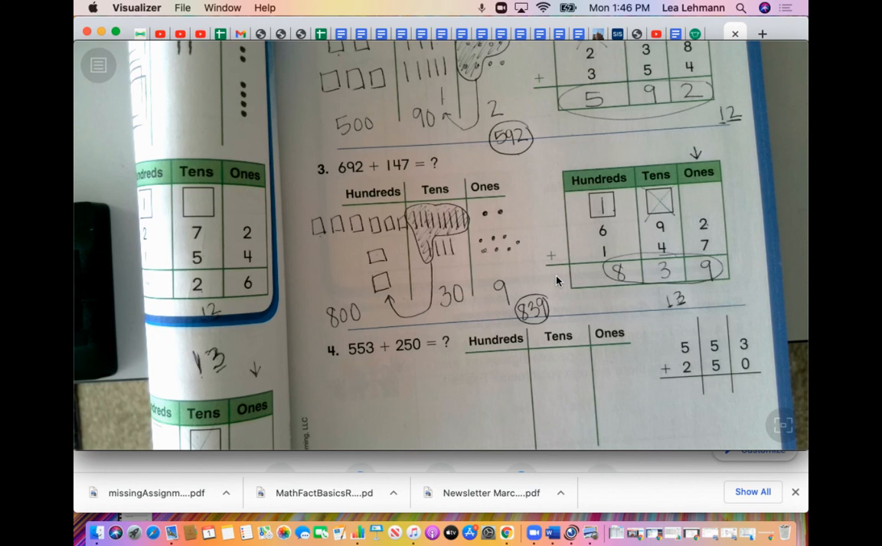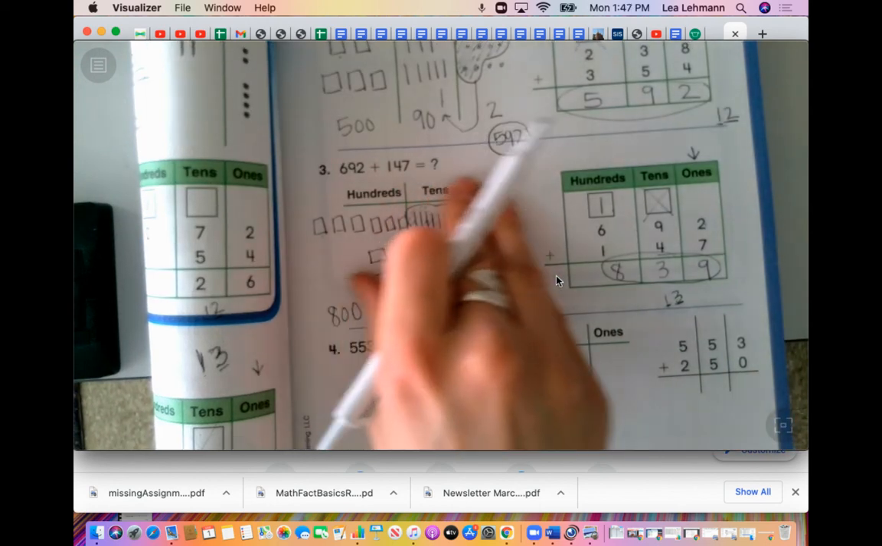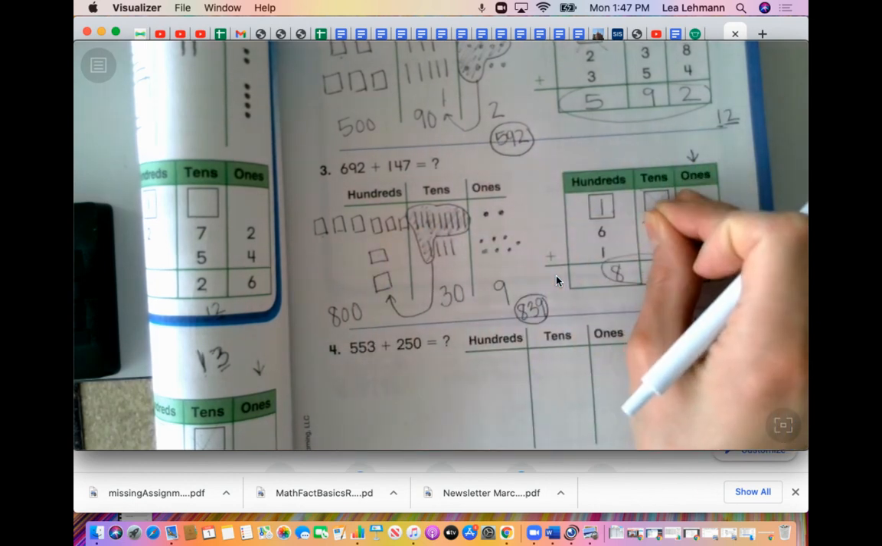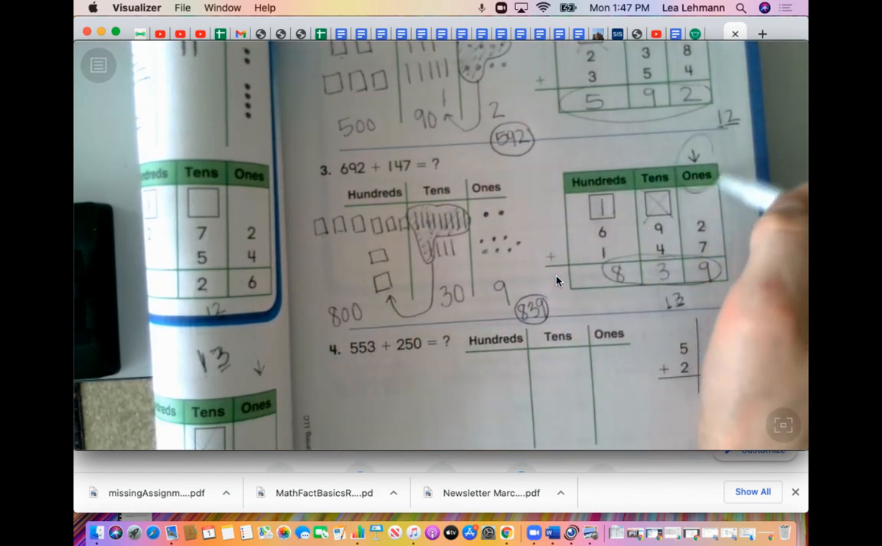Okay, yes, Jay? What if there was 10 tens and like there's 10 ones. You could regroup twice. In which case, would you use both of the boxes? Yes. Yeah, you would. Okay? All right. So again, use the drawing and then do this second. Do you have to start with the ones first? Yes, you do.